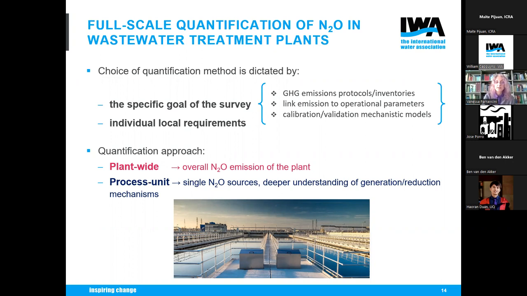a key is the identification and the quantification of all the sources we have at the plant. And so in the next slides, I would like to give a very short overview on some methods that can be applied for the quantification of N2O emission at wastewater treatment plant. You will find in the book much more detailed descriptions of the methods.